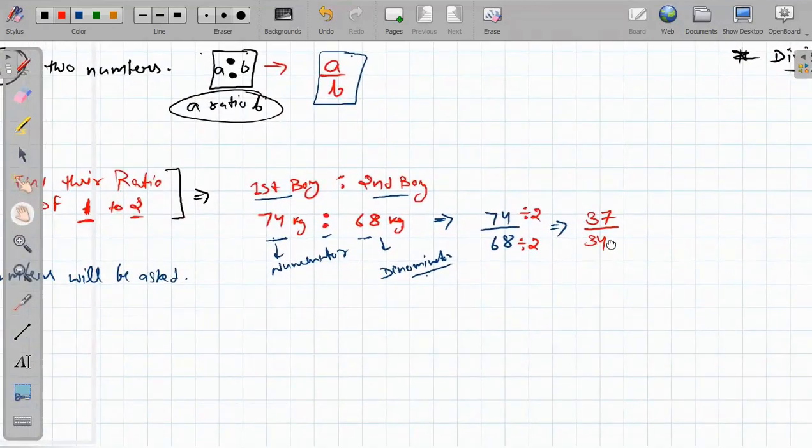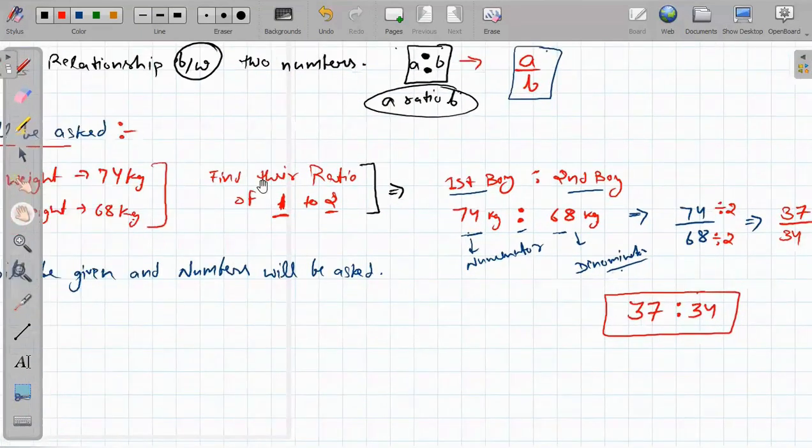The ratio 37 and 34. Is there any number that divides both? No, there isn't, because 37 is a prime number, okay? So if you got a prime number, then this will be the final ratio. So I can say the ratio of the weight of the two boys is 37 is to 34 only. Okay. This is the final answer.